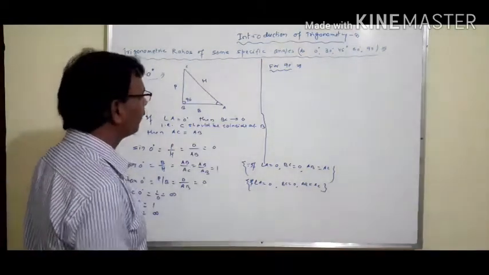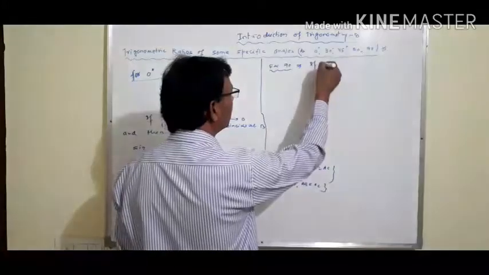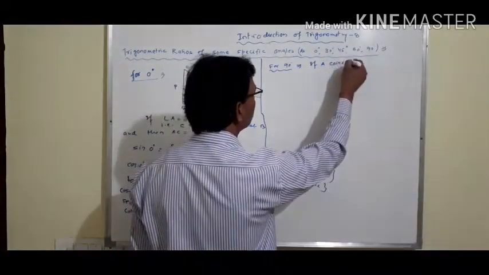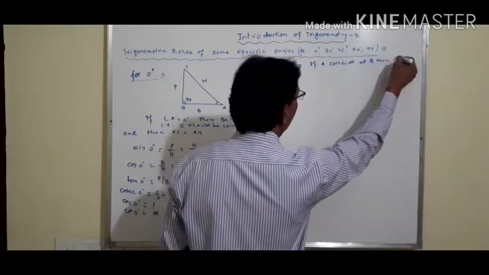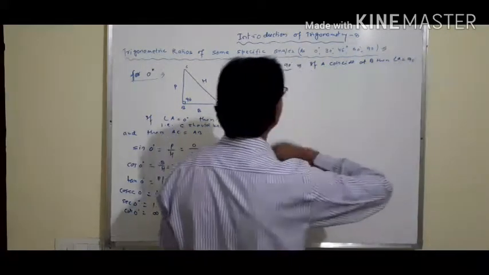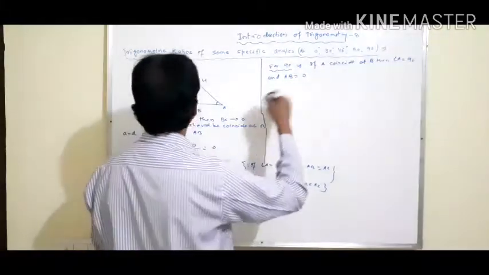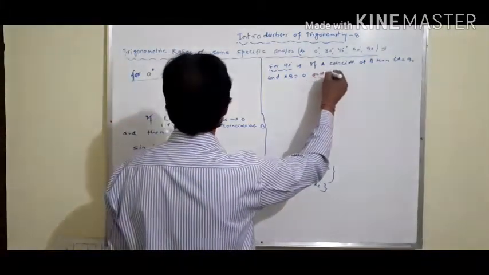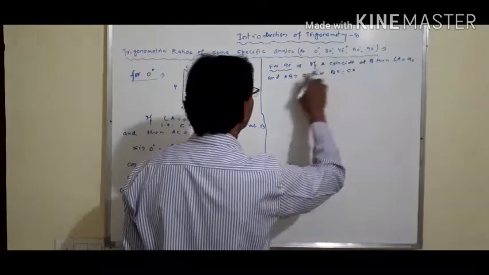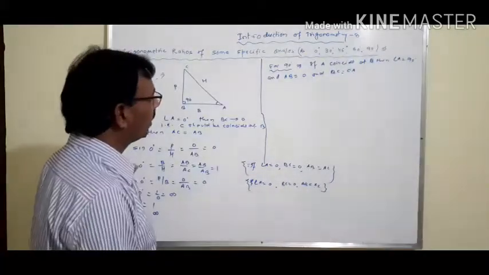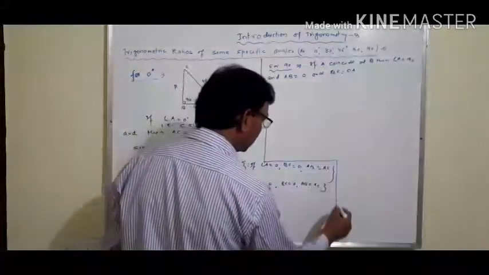When will this be possible? If A coincides with B, then angle A equals 90 degree and AB equals 0, and BC equals CA. Both sides will be equal. In this situation we can find the trigonometric ratios for 90 degree.